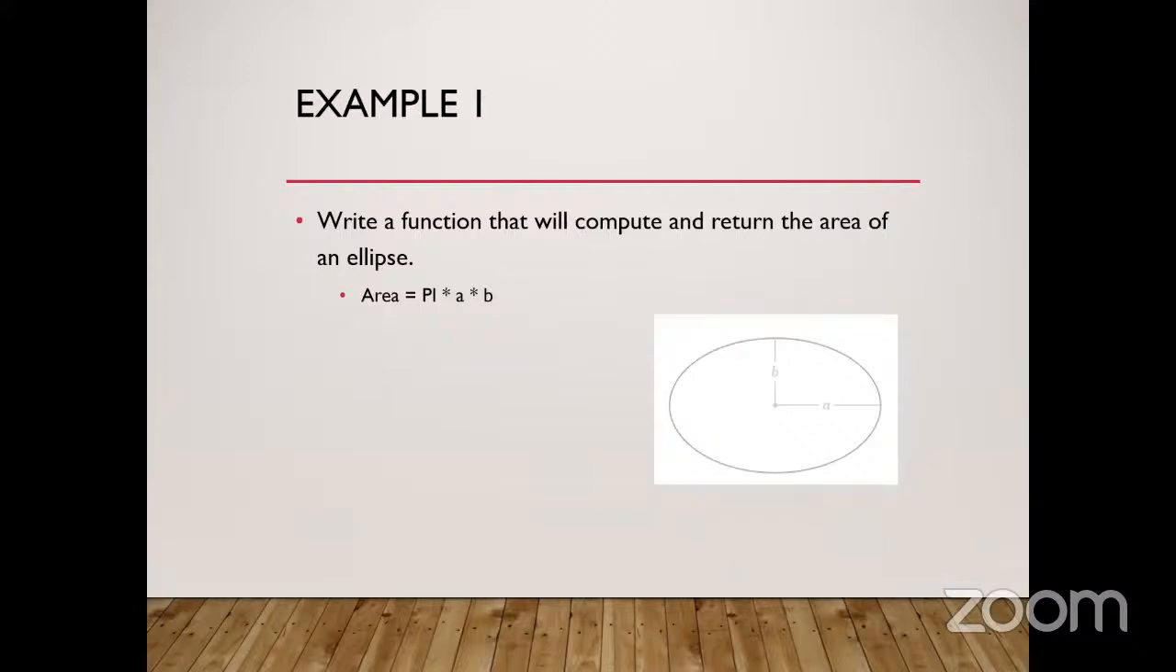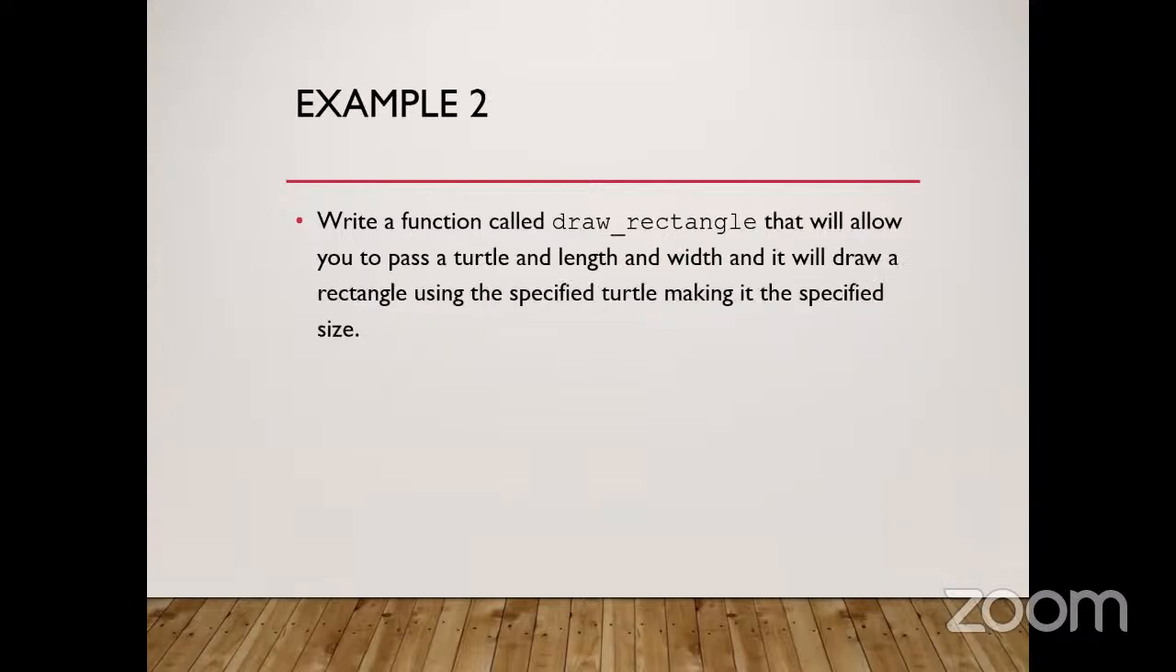So we're going to write a function. Oh, I don't like this example. It's got lots of math in it. Let's do this one. We're going to write a function called draw rectangle that will allow you to pass a turtle, a length, a width, and a height into it. So what we want is a rectangle that's going to use a specific turtle to draw some rectangle with a width and a size that we're going to have the user or the code execute.